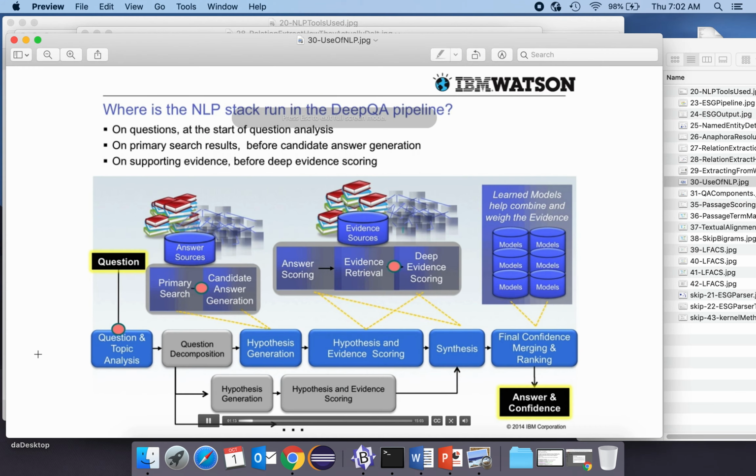Where do we use NLP, or where does IBM Watson use NLP? In several spots, certainly when it comes to question analysis, lexical answer type analysis, the primary search, and deep evidence scoring. Again, they use many other tools. They use databases, but they also have text that they downloaded that they still search.